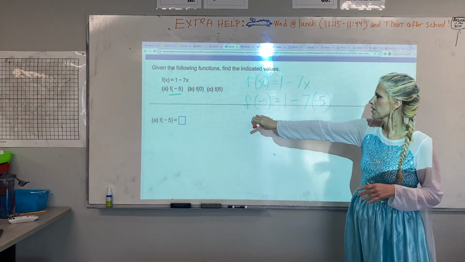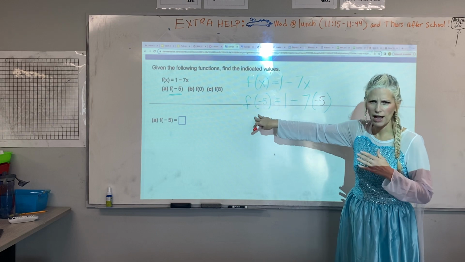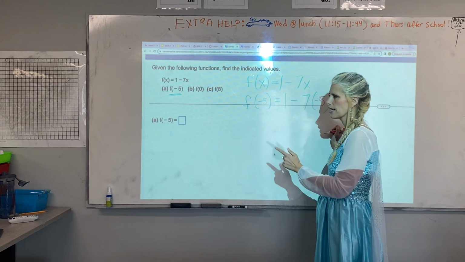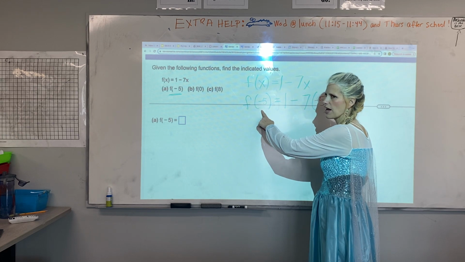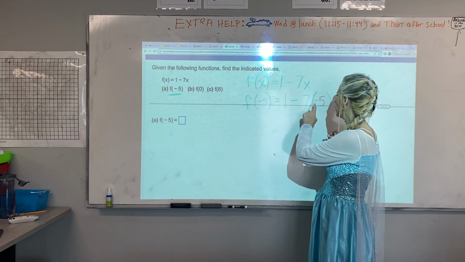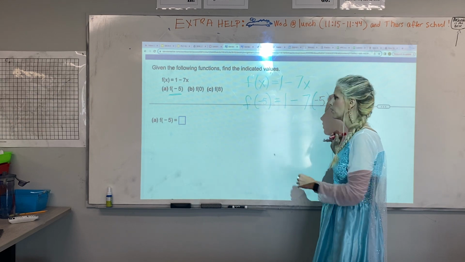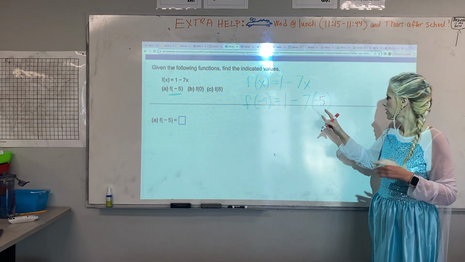So, remember, this part doesn't mean to multiply. This part isn't saying f times -5. This is just saying the function of -5, meaning what will happen when -5 goes into the machine, what will come out, okay? So now we just solve.